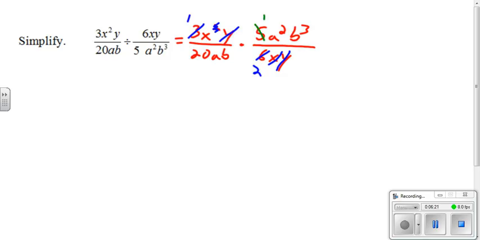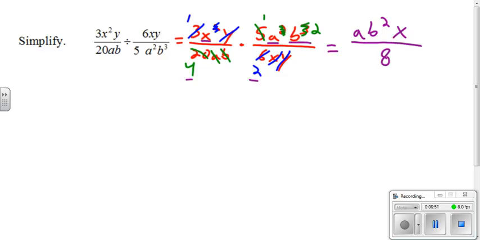Diagonally over here, we'll take a 5 out and a 5 out. We'll take an a out and an a out, and one b and one of those b's. So this is what we have left on the bottom here. Now multiplying straight across, we just have our x here, our a, and our b squared. So we would say a b squared x over 4 and 2. 4 times 2 is 8. So that is our most simplified version of that rational expression.